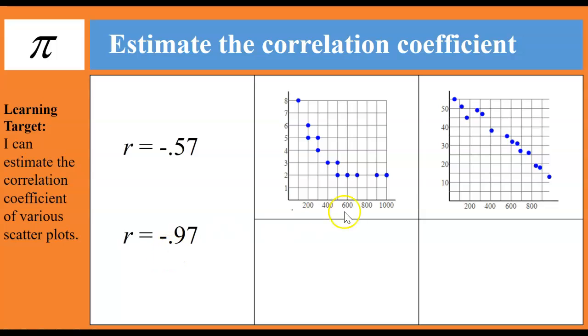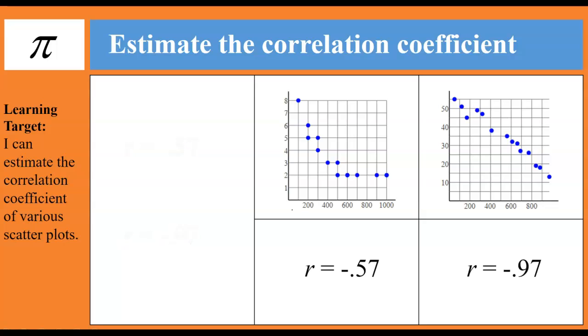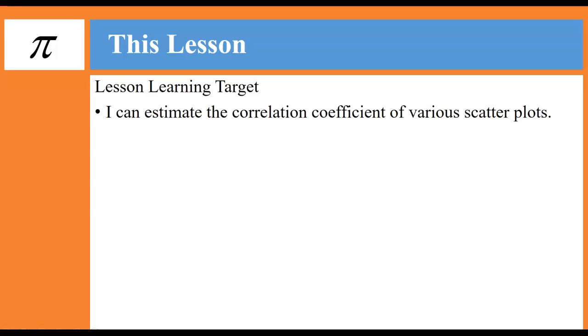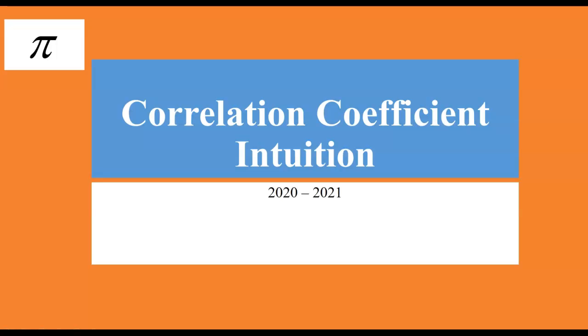The negative just refers to whether, if you were going to draw a line, its slope would be positive or negative. Both of these have negative slopes. And then the number part is just relating how close to a line it looks. That pretty much is how we estimate the correlation coefficients for our scatter plots. And there's our screencast.